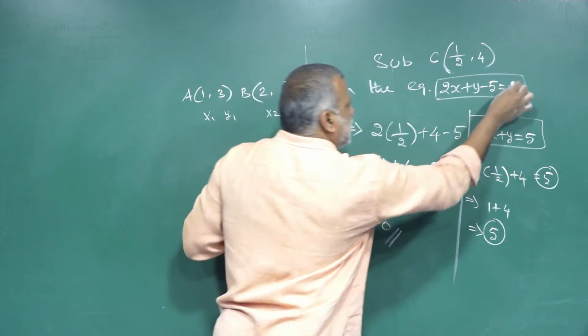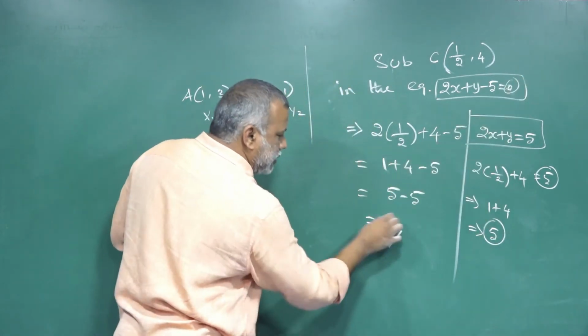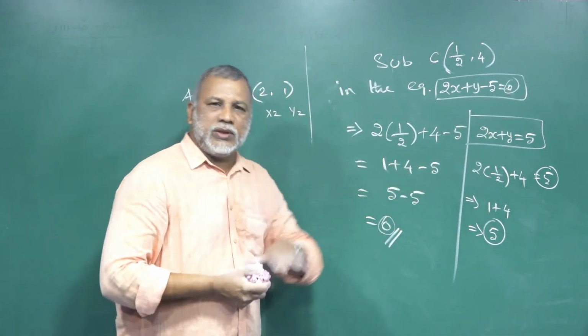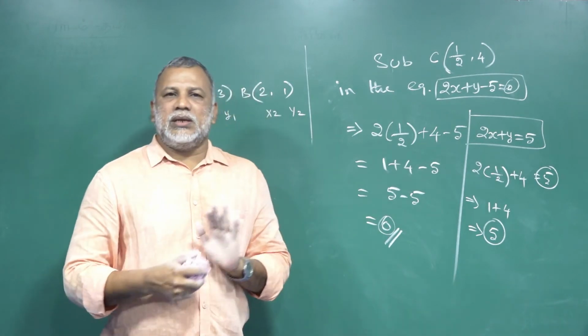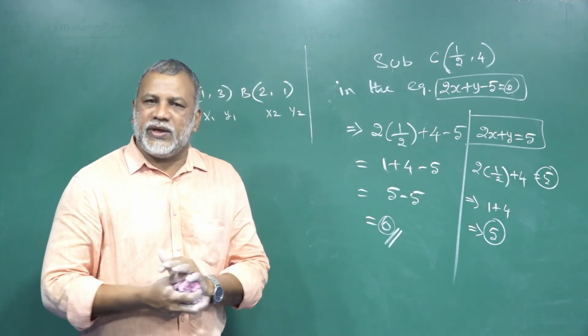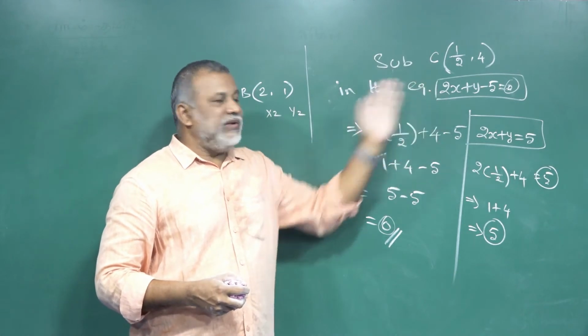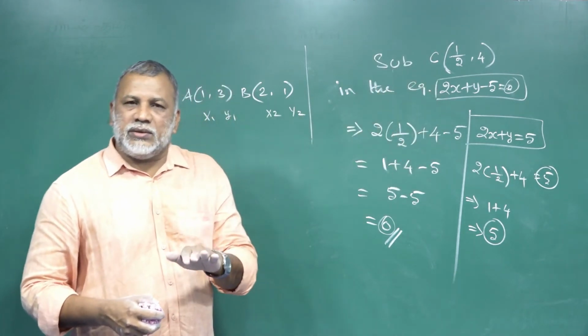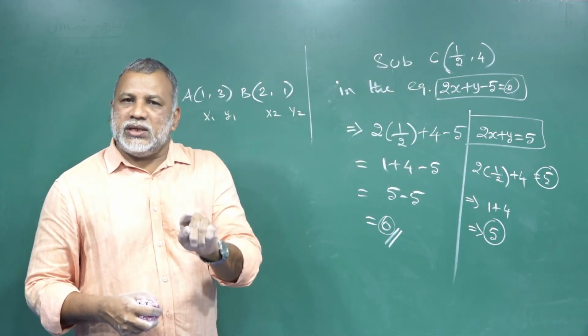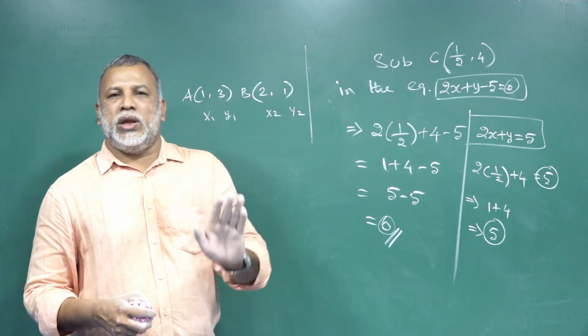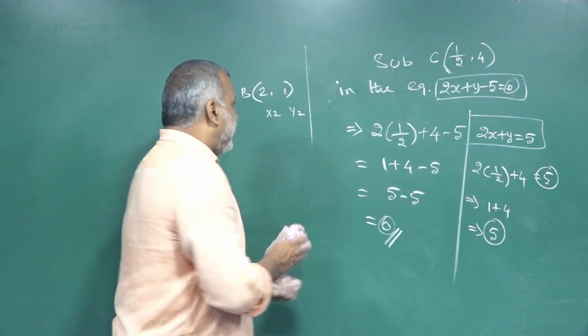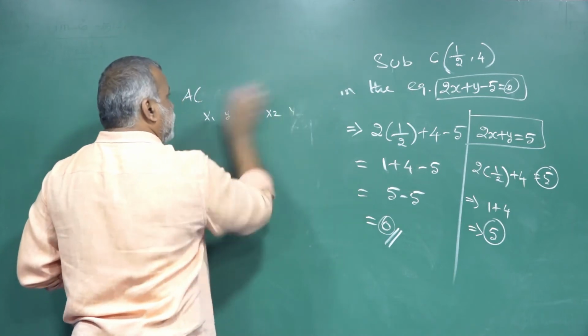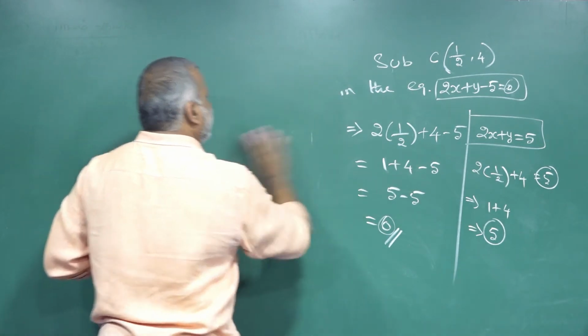Suppose 0 is on the other side, you can use 0, whatever it may be. LHS must equal RHS; that is the meaning of satisfying. So the third point satisfies the equation. Therefore, the conclusion is that the given 3 points are collinear. Then we need to prove the same question in one more way.